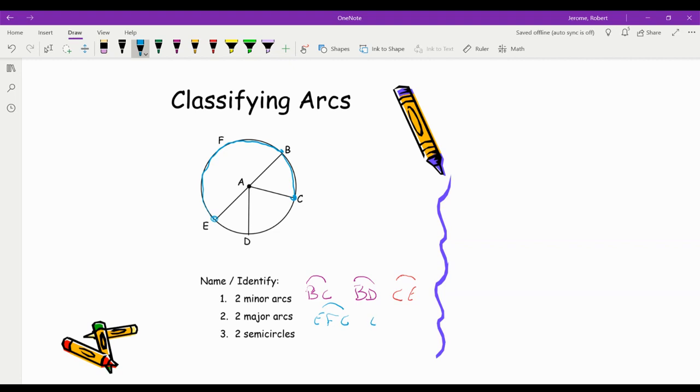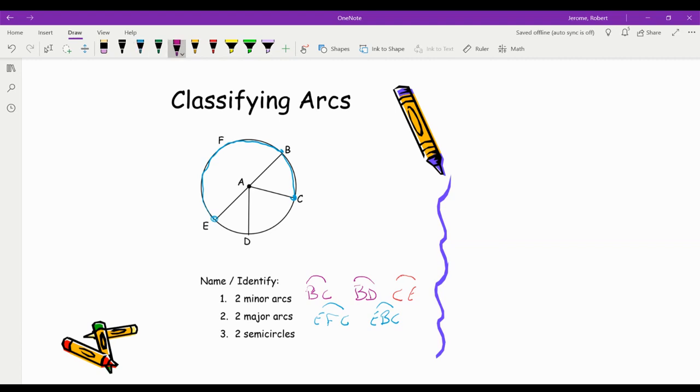In fact, we could have said start at E, go through B, and keep going till you get to C. That's fine. But we have to indicate don't go the short way. Pass through this point on your way. And again, there's a couple other major arcs in there. Those are actually the same arc.